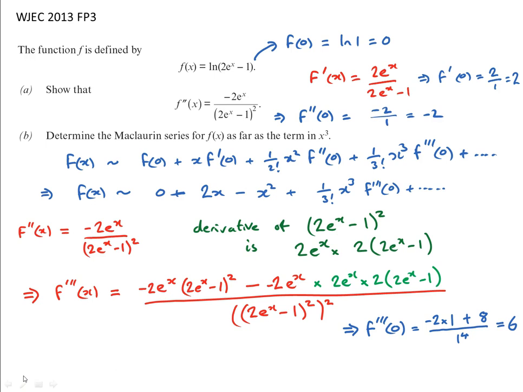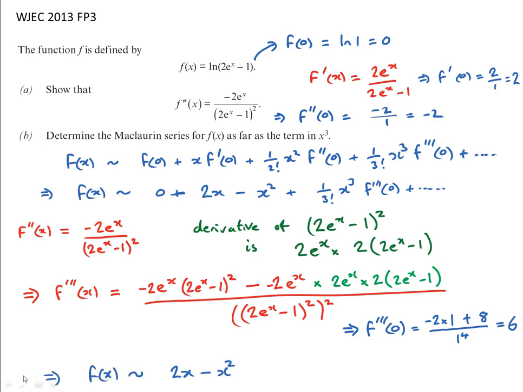The denominator, well, we already know 2e to the 0 take away 1 is 1. Square it, still gives me 1. Square it again, gives me 1. So I'm just ending up with 1 to the power 4, in other words 1. So the value of the third derivative of f at 0 is 6.